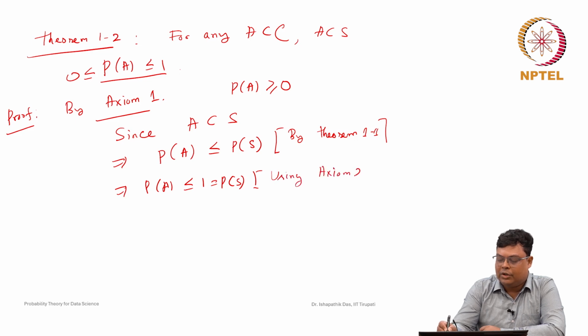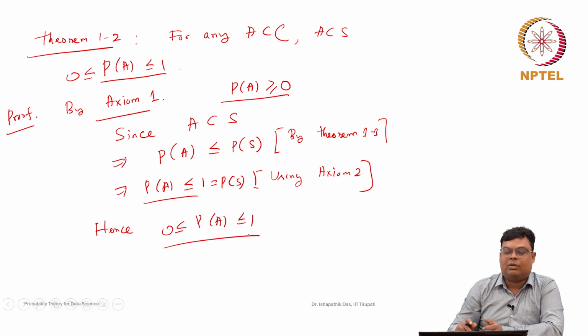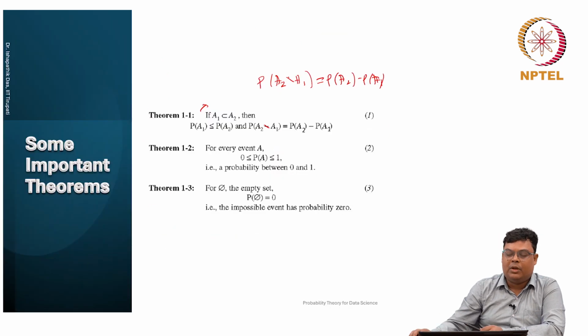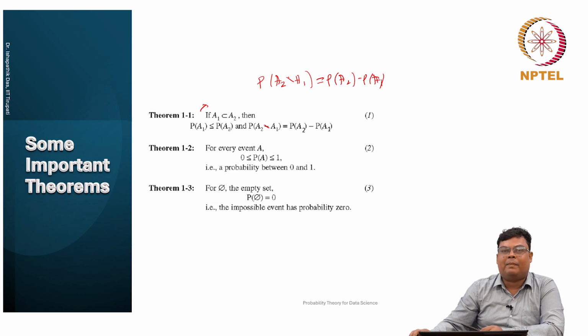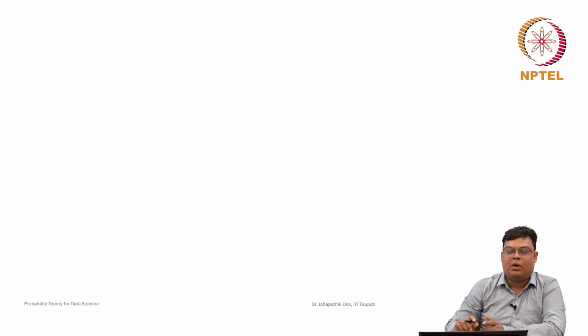using axiom 2. Axiom 2 says that P of S is equal to 1. So now, hence, combining these two, P of A is less than or equal to 1 and greater than or equal to 0. So, these are very straightforward proofs. Next, theorem 1.3: for the empty set, P of phi is equal to 0, because in the axioms we did not mention that. So, we have to prove it.